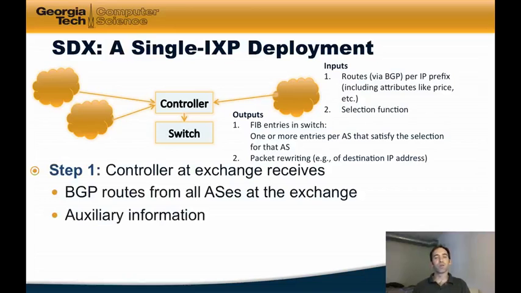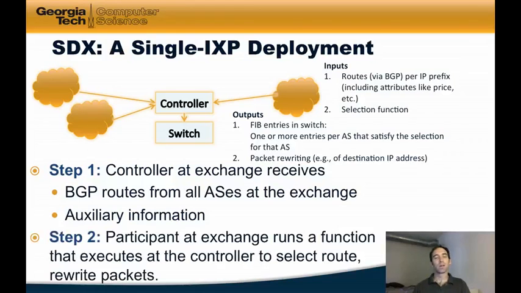In the first step, the controller receives routes and auxiliary information, and in the second step, each participant at the exchange submits a function to the controller, which executes to select the routes, rewrite packets, and so forth. The controller then ultimately pushes those rules to one or more physical switches that sit at the exchange.